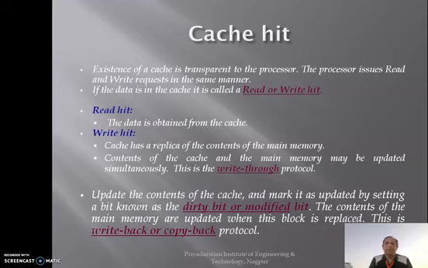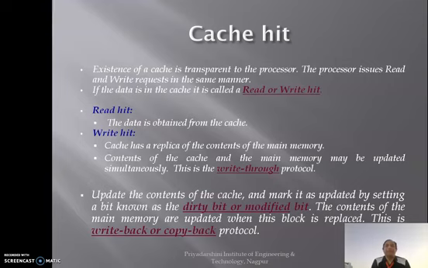If the data is in the cache, it is called a read or write hit. It means whenever the processor wants the data, it can issue the read signal and that data is available in the cache memory. So that data is given to the processor frequently. That is called a read hit. The data is obtained from the cache.